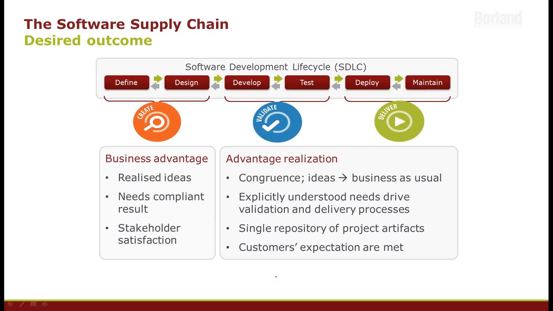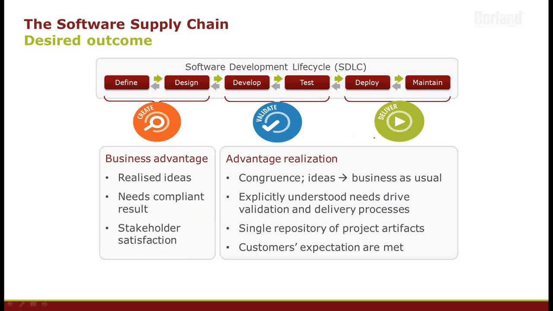Okay, so what is the desired outcome across the SDLC in this create, validate, and deliver phase? What is the business advantage you get? Ideas being realized, ideas seeing the light of day. Needs-compliant results, and stakeholder satisfaction. The stakeholder has to feel that yes, this is exactly what I wanted, and you have delivered exactly the same thing, and I'm so happy, right?